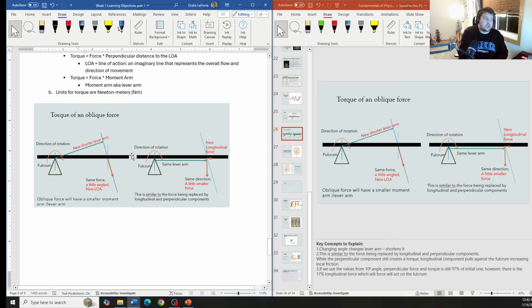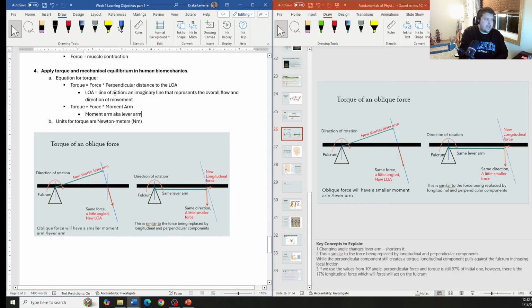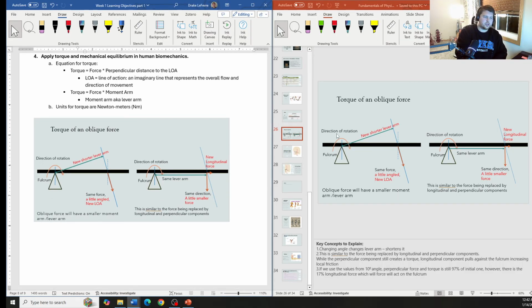That'll be a test question somewhere, where what happens when you have an angled LOA, that's called line of action. That's the overall force, the direction of the force. So what happens when you change that, or you angle it a little bit, you get a shorter lever arm, therefore you produce less torque.